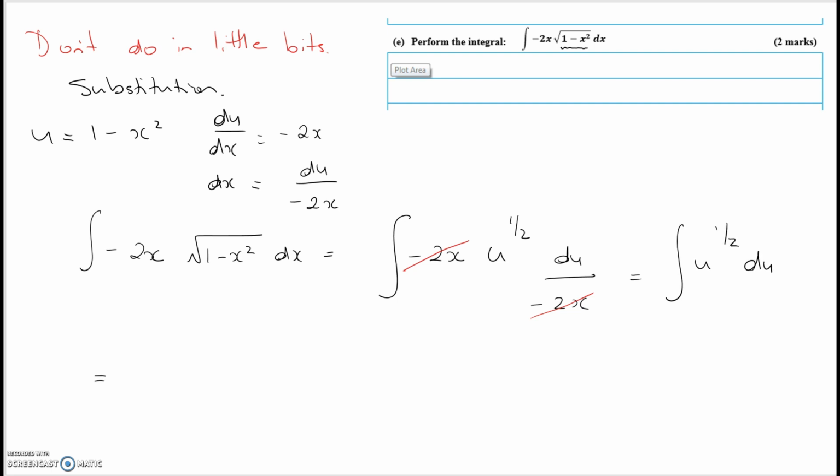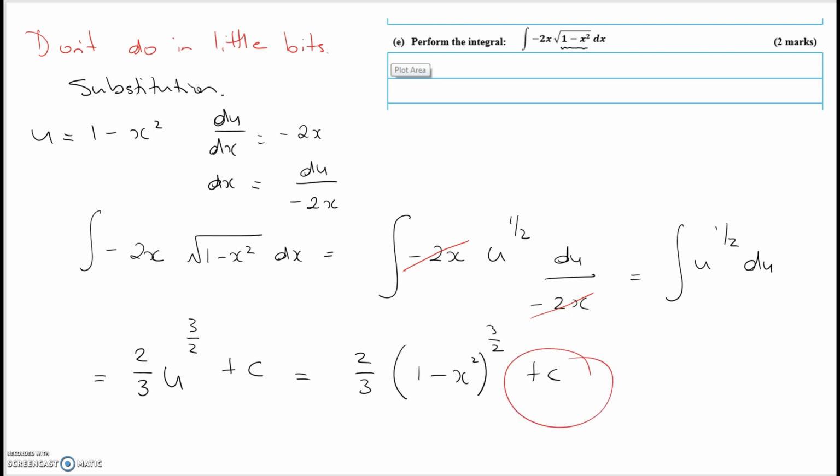The general rule then would say you would add 1 to the power, and then you would divide it by the power, but that becomes multiplied by 2/3 plus c. Okay, don't leave it like that. Some of you do. So it becomes 2/3 of u, which is 1 minus x squared, to the power of 3 over 2 plus c. And again, you must have c or it's minus half a mark.